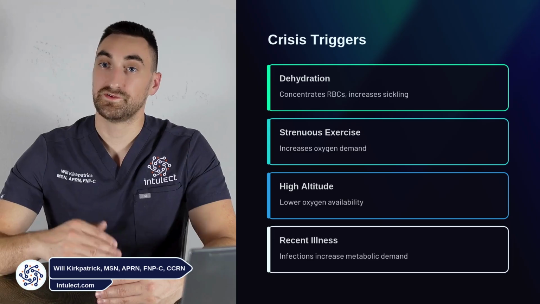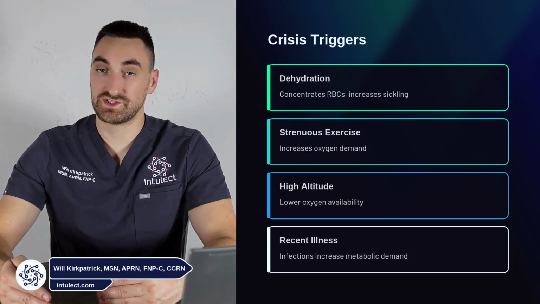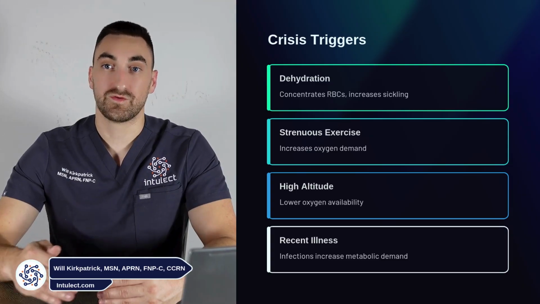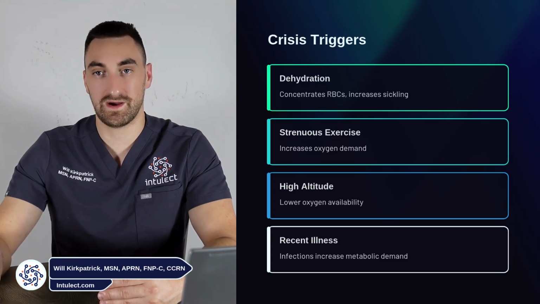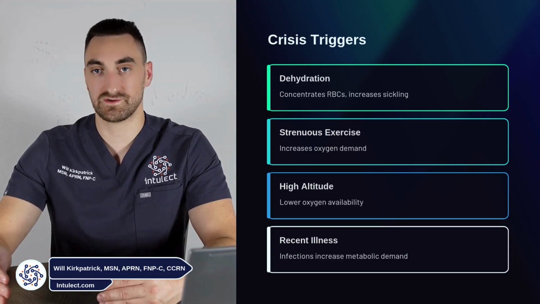flow in our system. So think exercise, dehydration, higher altitude, recent sickness. So anything that increases the need for oxygen in our body could end up causing sickle cell crisis.